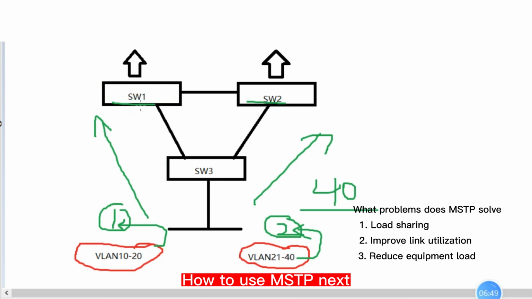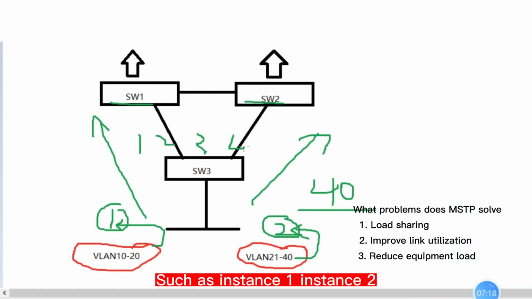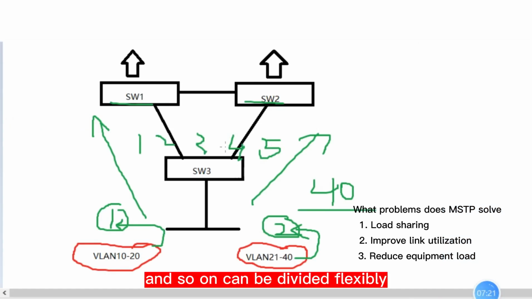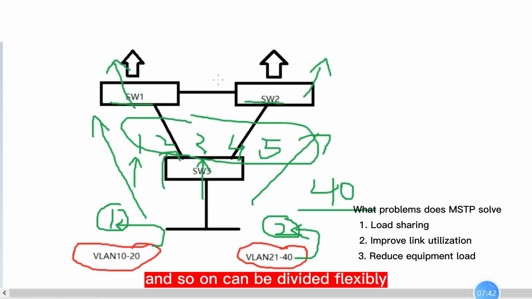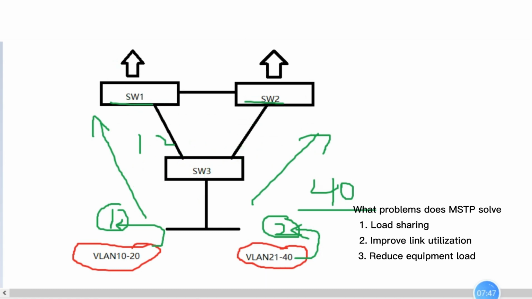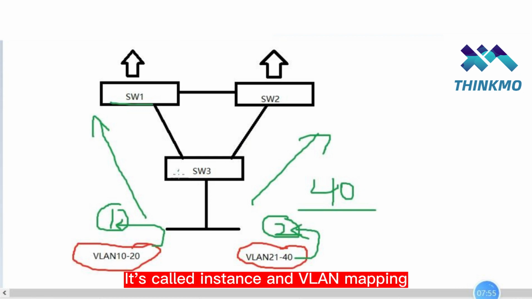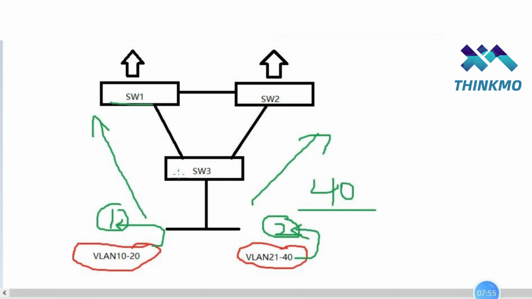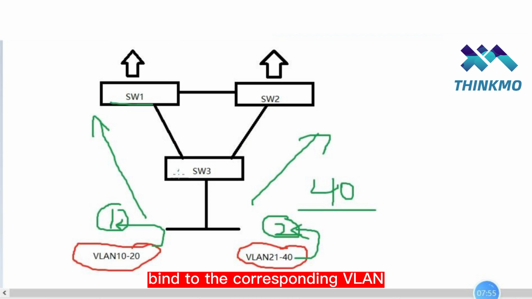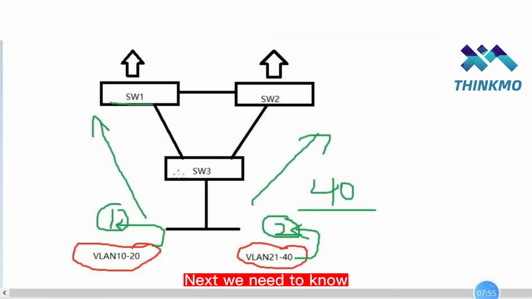How do we use MSTP next? Let's start with the switch. Create instances, such as instance 1, instance 2, and so on, which can be divided flexibly. Then VLANs are allocated to them, which gives flexibility. We add the VLANs to the created instance. It's called instance and VLAN mapping. Then we bind the instance to the corresponding VLANs. That's what we're talking about: instance and VLAN mapping.